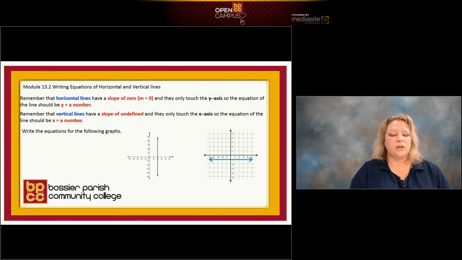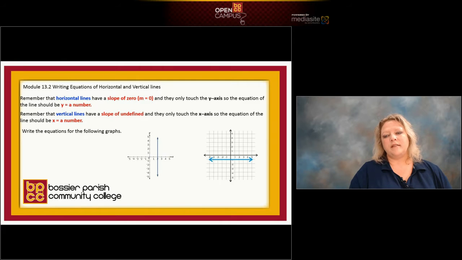So when I look at these two graphs that I have on the slide, the first one on the left is a vertical line because it only touches the x-axis. If I was going to write the equation of this line, I would look at the point where it crosses the x-axis. If you see that point, it should be at positive 2. Since it crosses at positive 2, that's what your equation is. X equals 2. That's it. That's all you have to write. Nothing further. Okay? Easy.